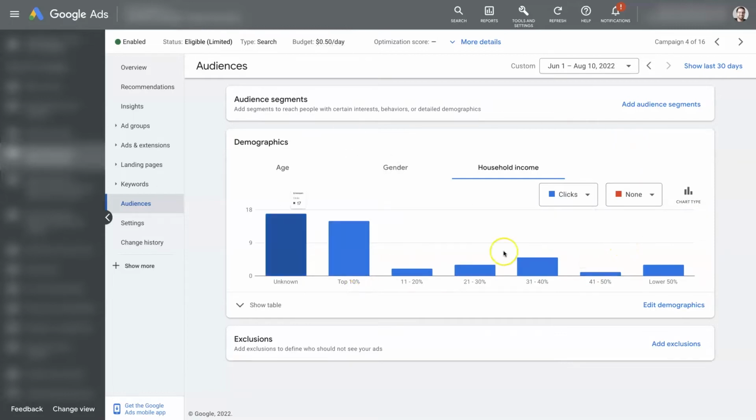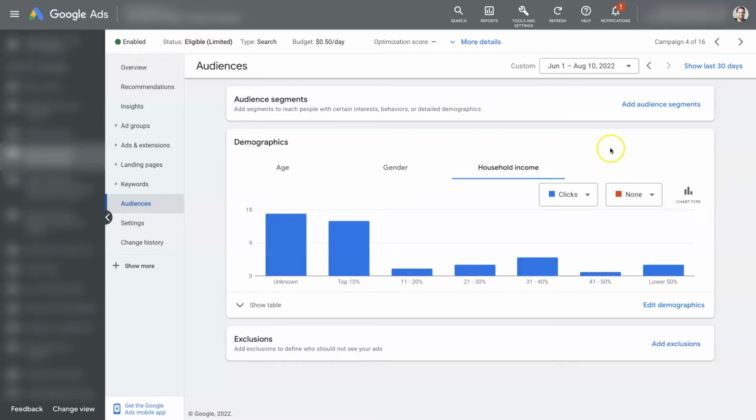Now, when you're optimizing the household income, you want to make sure that you have quite a bit of data. I mean, you can just start out with optimization of household income, but typically it's best to let the campaign run for some time. And then when you have some data, then you can go back and look and see what's performing and then use that data to optimize from there.